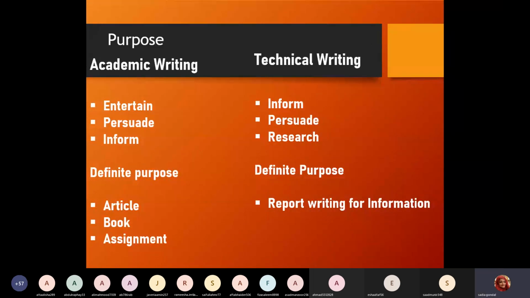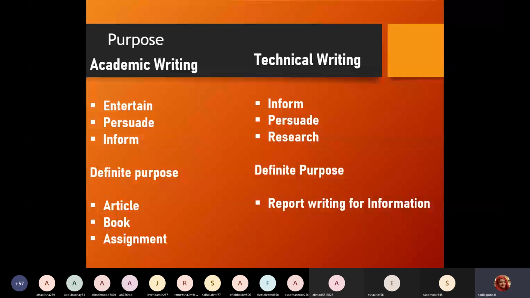What is the purpose of writing in academic writing and technical writing? Academic writing is there to entertain you, to make your life easy, to make reading fun, pleasure reading, as I mentioned earlier. It's there to persuade you, it's there to inform you. But in technical writing, the information and persuasion elements are there, but the most important element in technical writing is to provide research work.